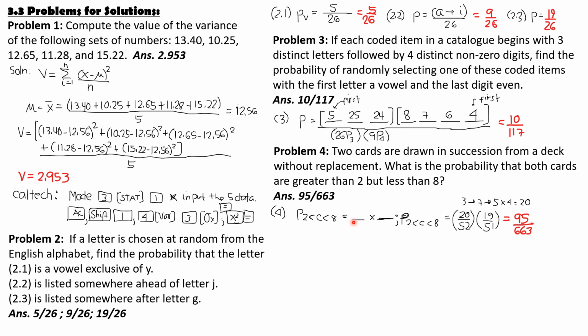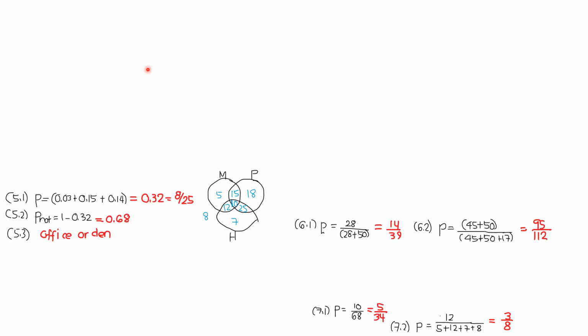that both cards are greater than 2 and less than 8. So for the first pick, there are 20 possibilities from here, 20 out of 52. And for the second card, there will be 19 cards between 2 and 8, so out of 51, of course. Then simplifying, that is 95 over 663.